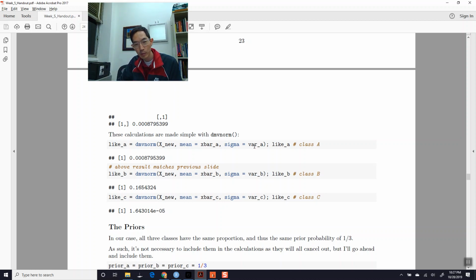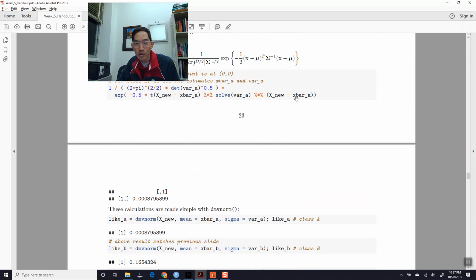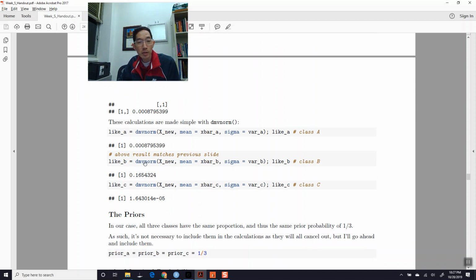And we give that the sigma, and we say, what's the likelihood? And it gives me the exact same number, 0.008795399. So I don't have to bother with this, okay? And I'm going to do the same thing for class B and class C, the likelihood of class A, the likelihood of class B, the likelihood of class C.